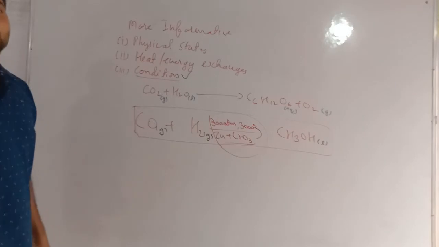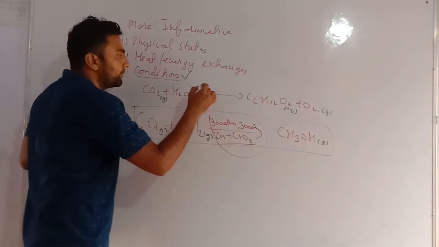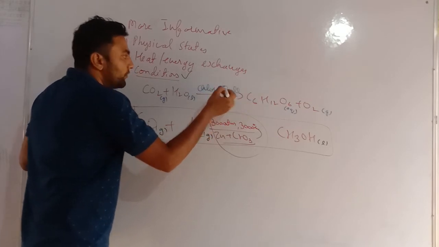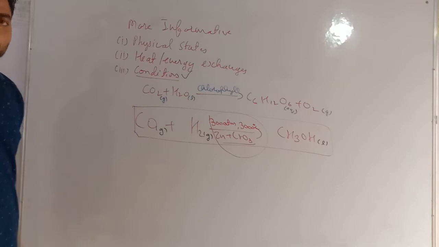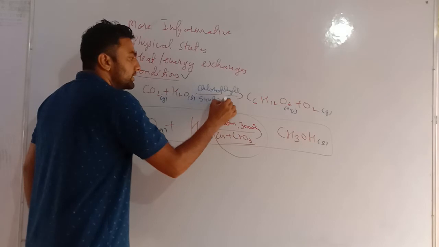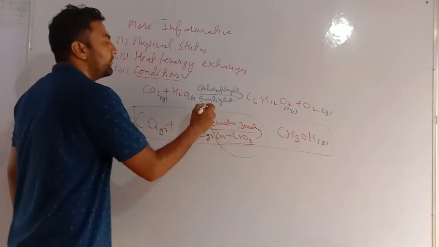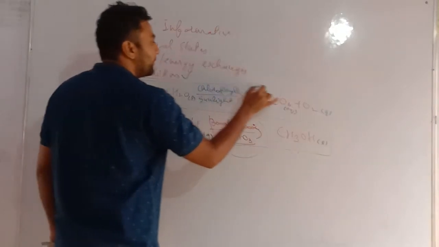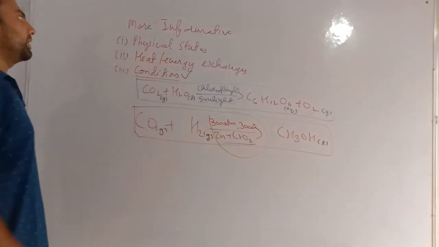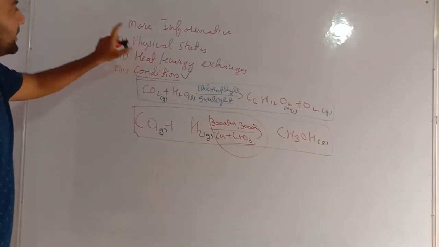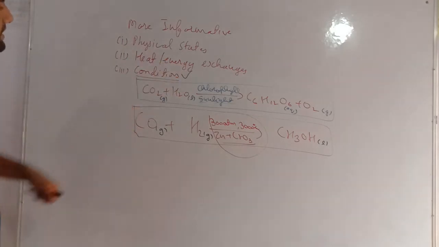But this is not enough. Photosynthesis process will not take place until and unless chlorophyll is present. So chlorophyll is the required condition. I need to write it on arrow to make the equation more informative. Moreover, it requires energy. Plus sunlight. I can write plus sunlight here, or if I am writing sunlight here it means it requires energy. This is the complete informative representation of any chemical reaction. If you want to represent any chemical reaction fully informative, you need to mention the physical state, the heat or energy exchanges, and the must conditions required.